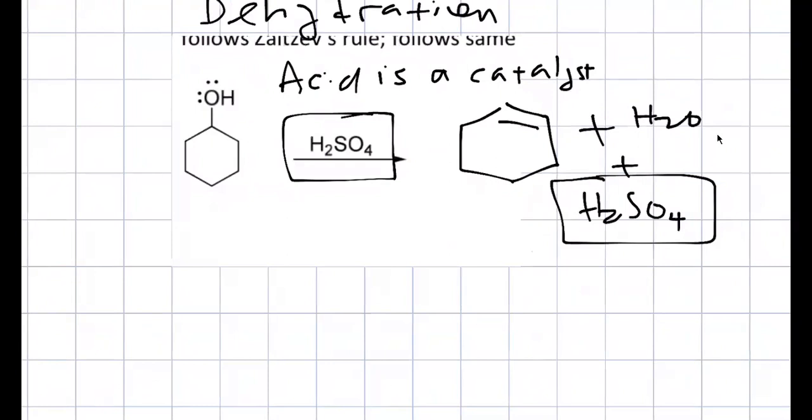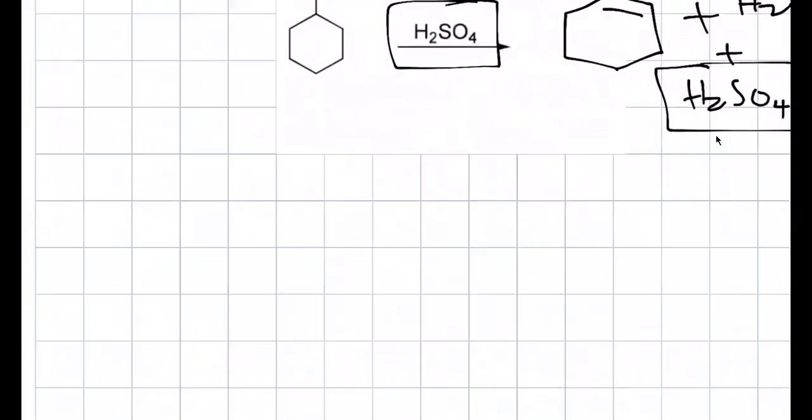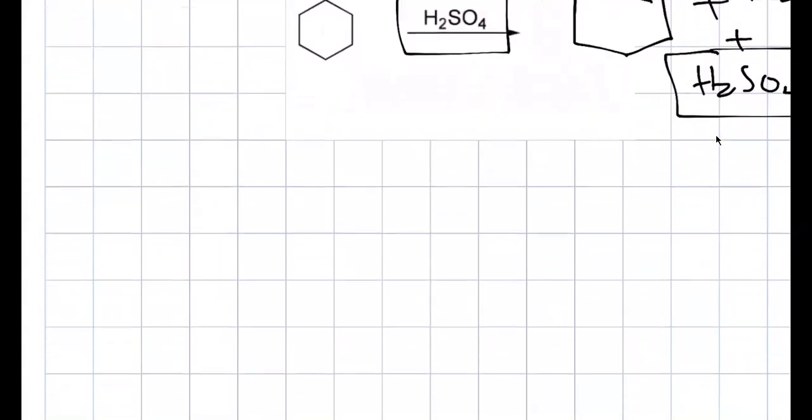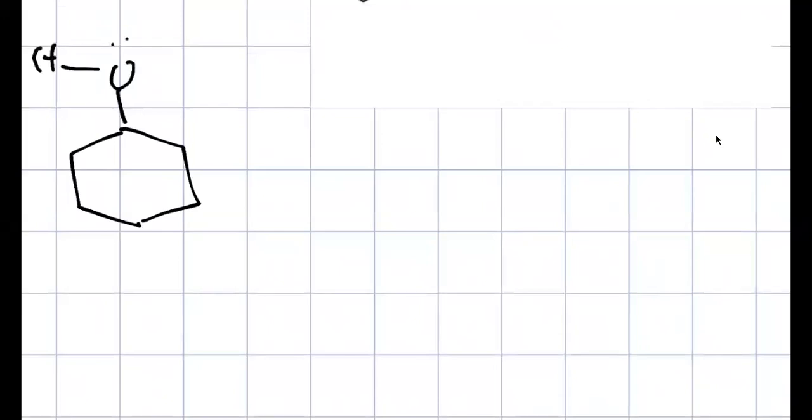So let's look at how this happens, and then we'll discuss some of the different features of it along the way. So here's my starting material, my alcohol. I'm going to put my H on this side. And I'm reacting that with sulfuric acid. So this is the structure for sulfuric acid.